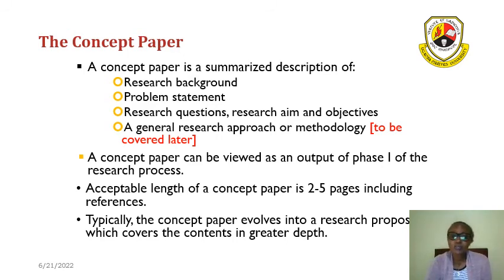A concept paper can be viewed as an output of phase 1. If it is done appropriately, it then can be your chapter 1 for your proposal. Normally, a concept paper would have 2 or sometimes 3, 4 to 5 pages. Be very clear with your discussions. Remember, it's a discussion, not bullet points. It's a discussion. You're communicating something. So typically, as I say, the concept paper evolves into a research proposal, which even gives more in-depth discussion on your research area.